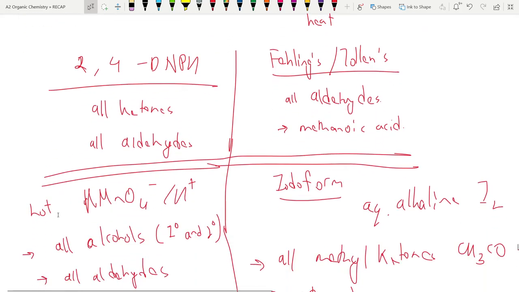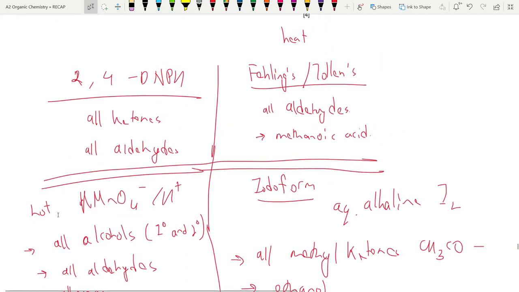So 2,4-DNPH is for all ketones and all aldehydes. We get an orange precipitate. Fehling's and Tollens' are for all aldehydes. Fehling's gives a red precipitate, Tollens' gives a silver mirror, and both also work for one special acid, which is methanoic acid.